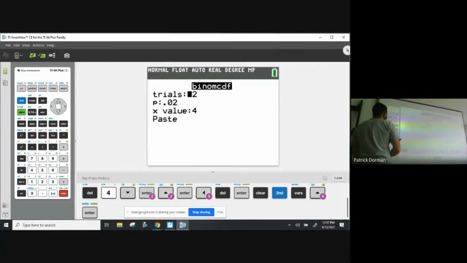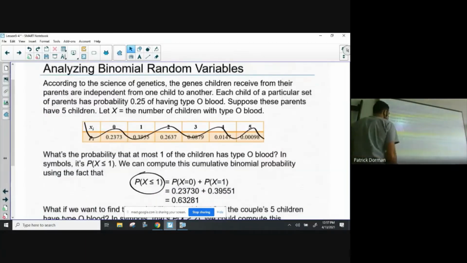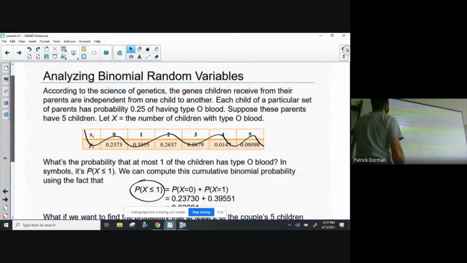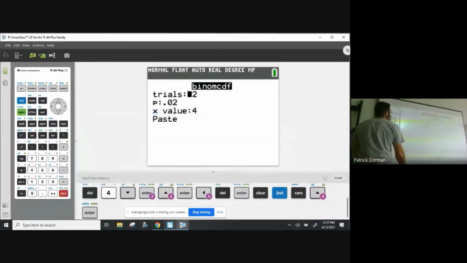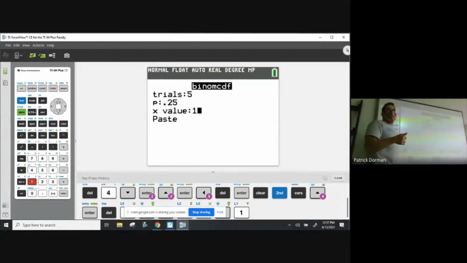So our number of trials in this particular case was, how many was it? It was 5? Yes, there were 5 trials. Each had a probability of 0.25. So 5 with a probability of 0.25. And we want to know the probability that x is less than or equal to 1. Okay? Less than or equal to 1.